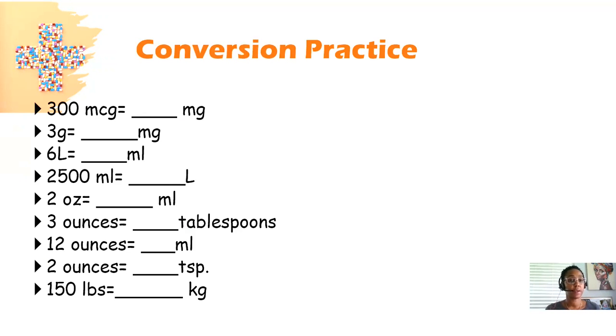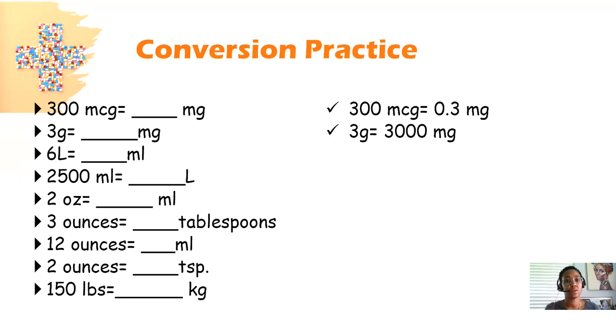We're going to convert 300 mics. How many milligrams is that? So we know the conversion factor is 1 milligram is 1,000 mics. So you would move the decimal place to the left. So 300 micrograms is 0.3 milligrams. Okay, our next example, 3 grams is how many milligrams? This should be an easy one because 1 gram is 1,000 milligrams. So you multiply it by 1,000. So 3 grams is 3,000 milligrams.